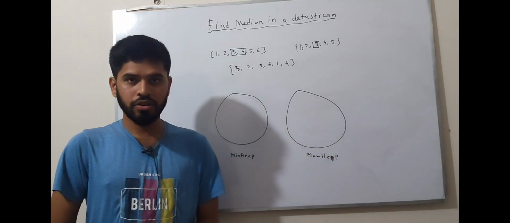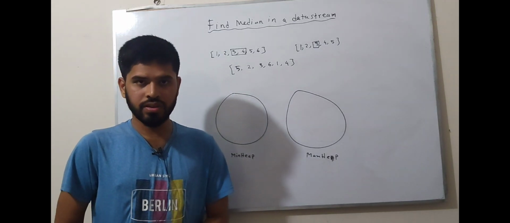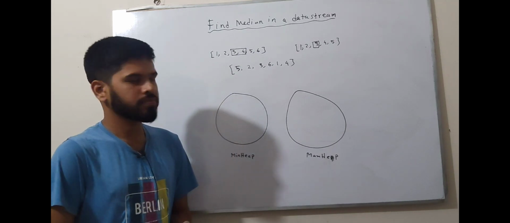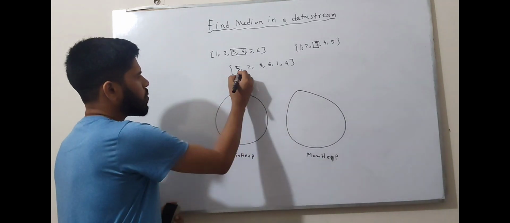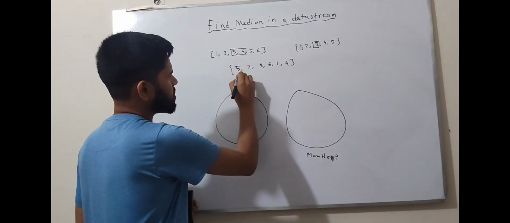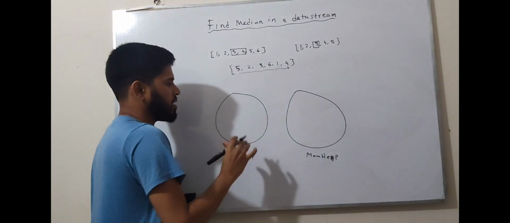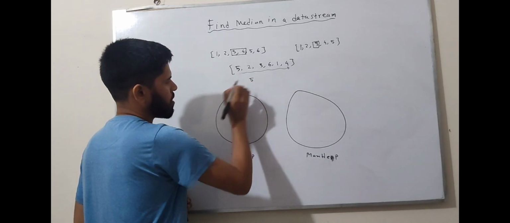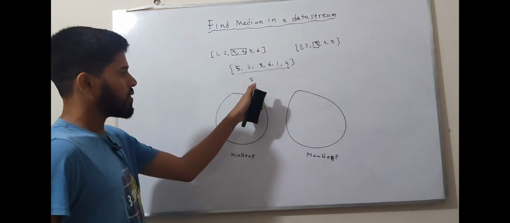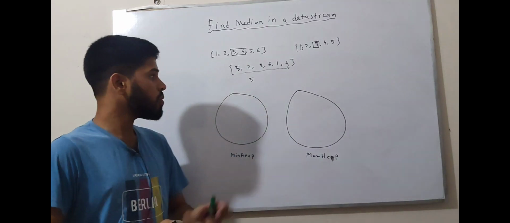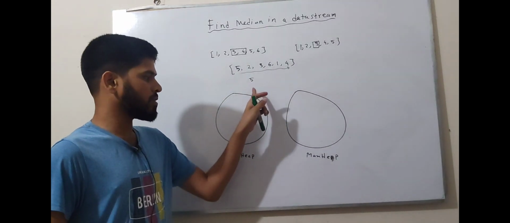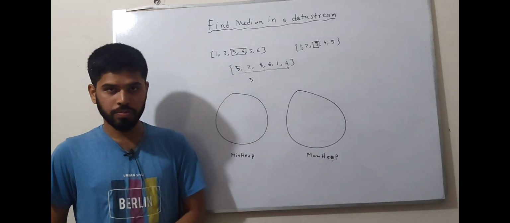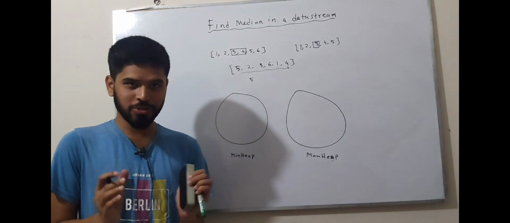This is going to be a little bit tricky. I would say please pay your full attention to this video right now. Since this is our stream, first we have the number 5. Now where are we going to store this number 5, in a min heap or in a max heap? Can you tell me? Okay, don't worry.